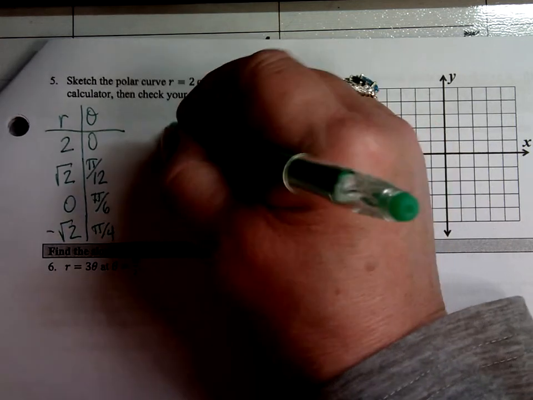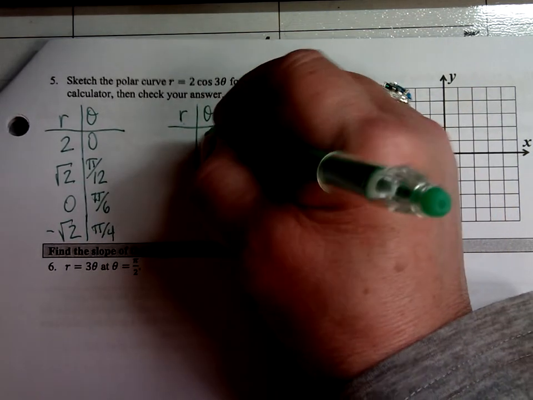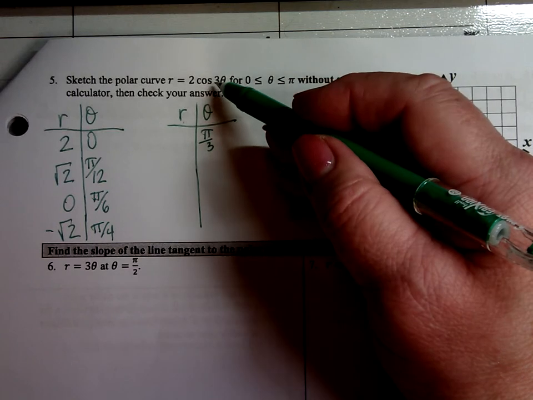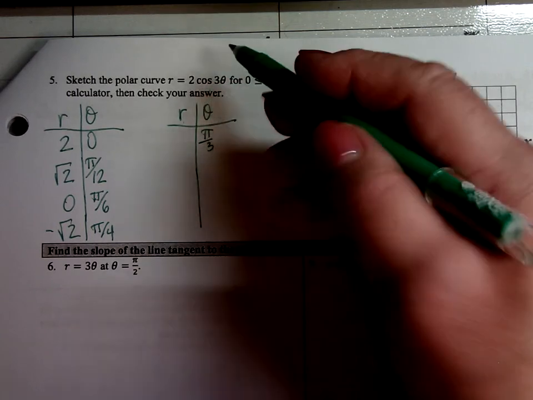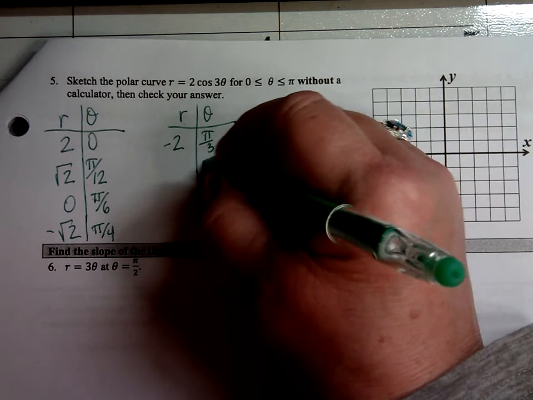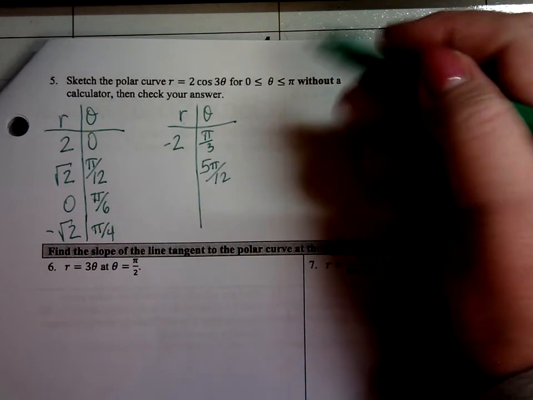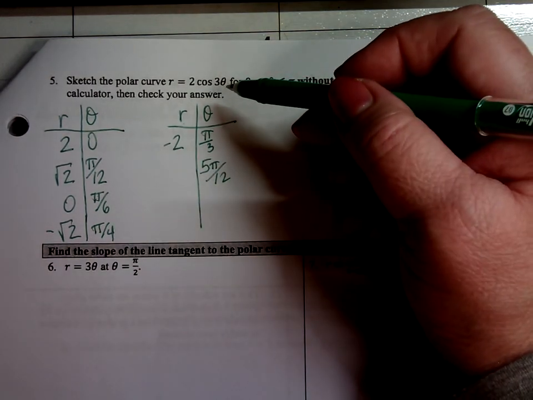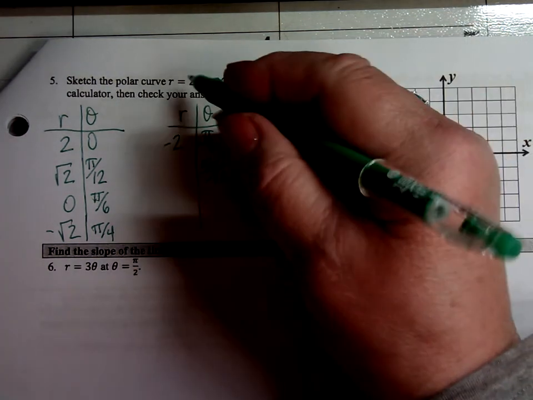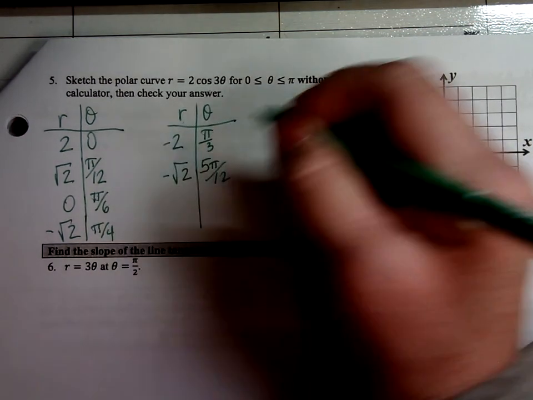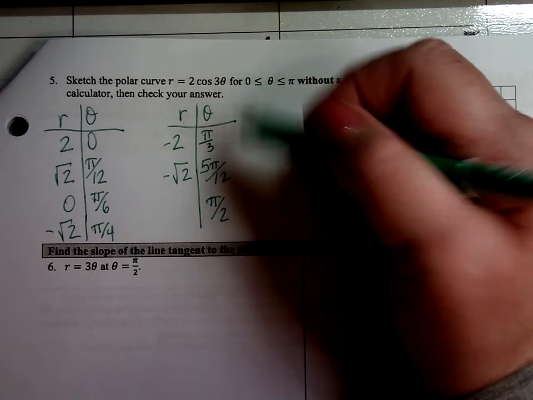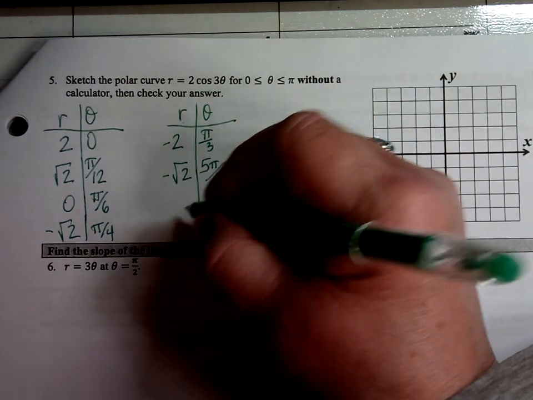Next one I used was pi over 3. That's like pi. Cosine of pi is negative 1. Negative 1 times 2 is negative 2. If I do 5 pi over 12, that would be 5 pi over 4. That's a negative square root of 2 over 2. The 2's cancel again. I get negative square root of 2. If I put in pi over 2, that is 3 pi over 2. That gives me a cosine that's 0. I'll try a few more.